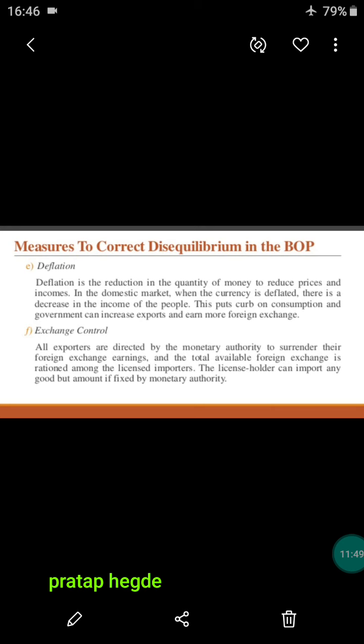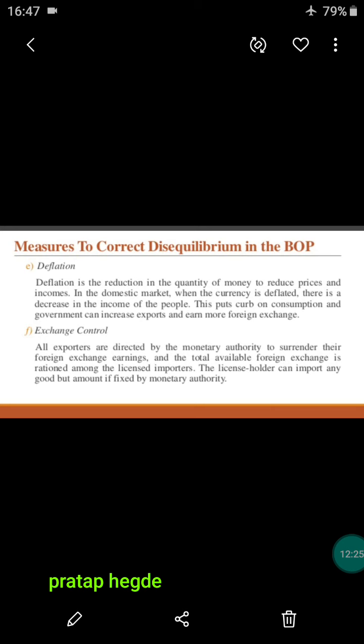The last measure in the monetary measures is exchange control. All exporters are directed by the monetary authority to surrender their foreign exchange earnings, and the total available foreign exchange is rationed among the licensed importers. The license holder can import any good, but the amount is fixed by the monetary authority. In this way, the amount of goods and services imported will be in control of the government authorities.